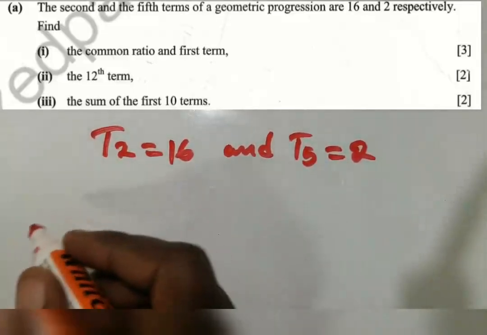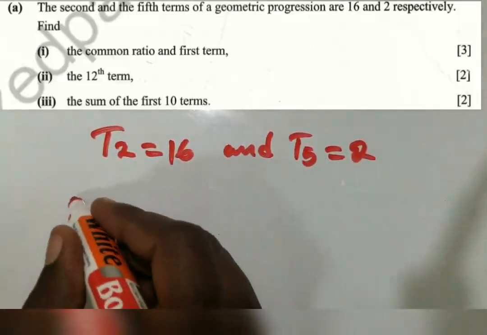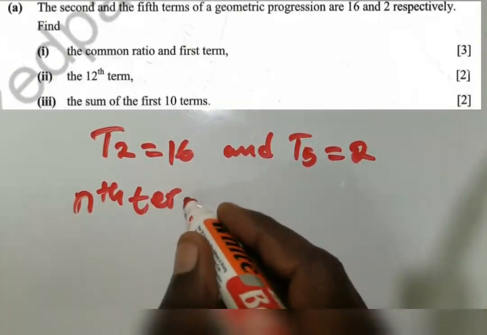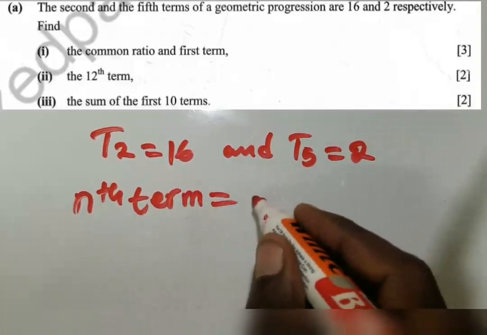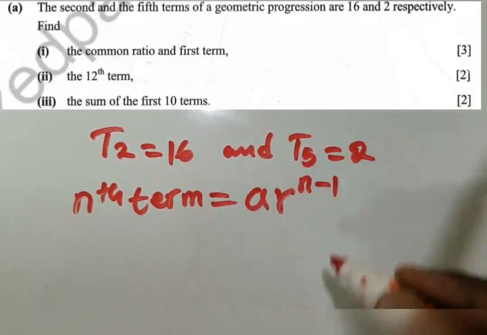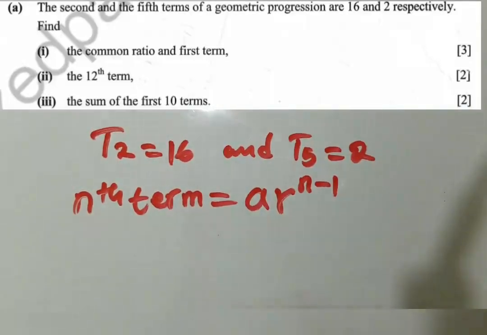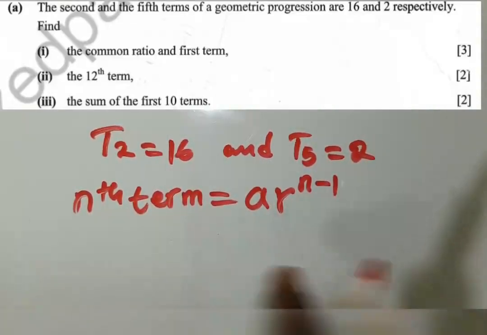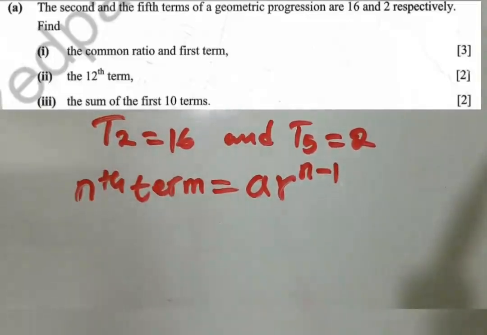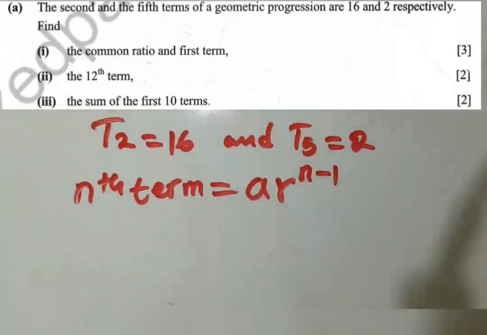You know that the formula for finding the nth term in a geometric progression is equal to a r to the power n minus 1. Remember this, don't forget. You need to know this formula, because it's never given. This is in paper 2. They're asking us to find the common ratio and the first term.